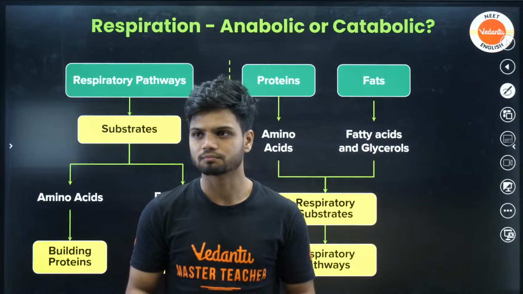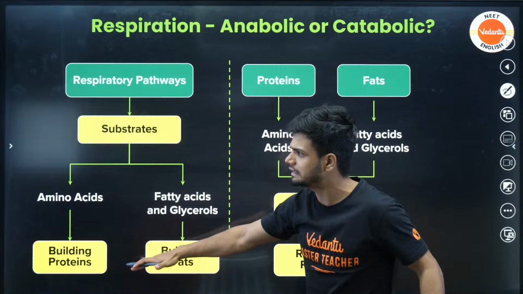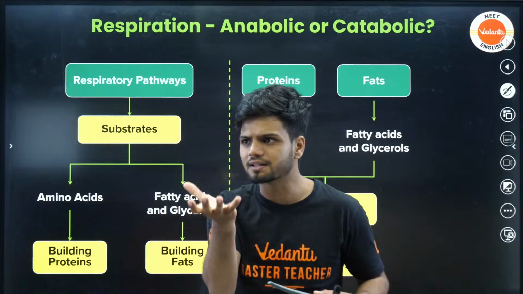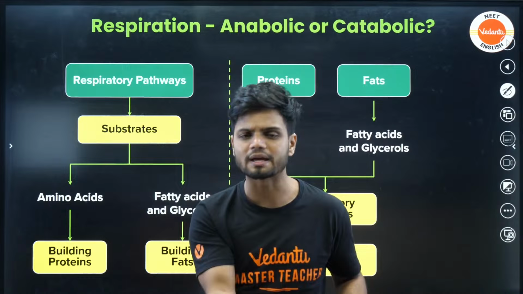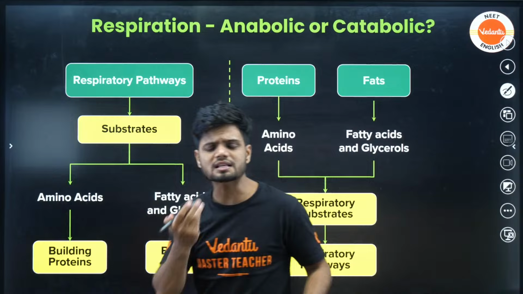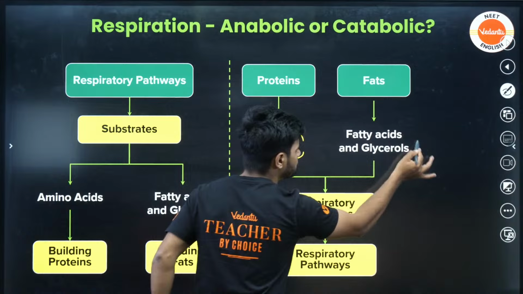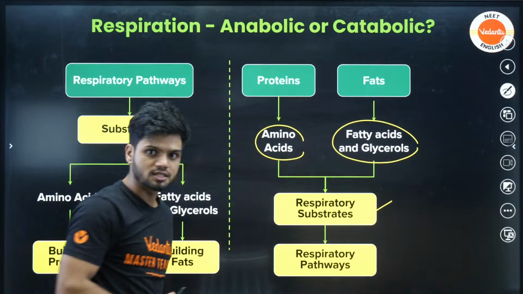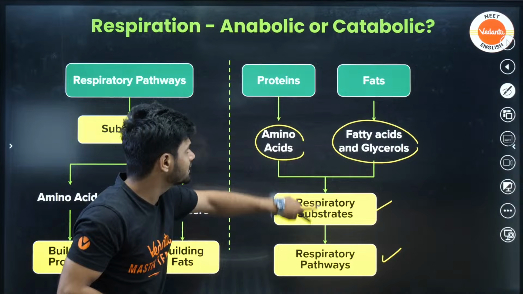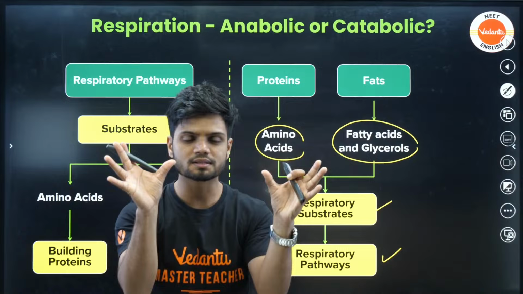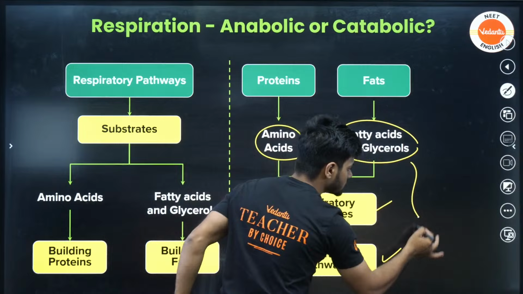Now students, we know this is happening generally. That is, respiratory pathway substrates are there. That substrate is broken down completely to produce the energy. This is a catabolic process. Yes, this is catabolism. But we just learned, sir, from simple amino acids and simple fatty acids and glycerol, we are making substrates. We are having respiratory pathways. Isn't this anabolism? Yes, sir. We are taking simple substances and we are making complex substances. This is anabolism. Yes, this is anabolism.